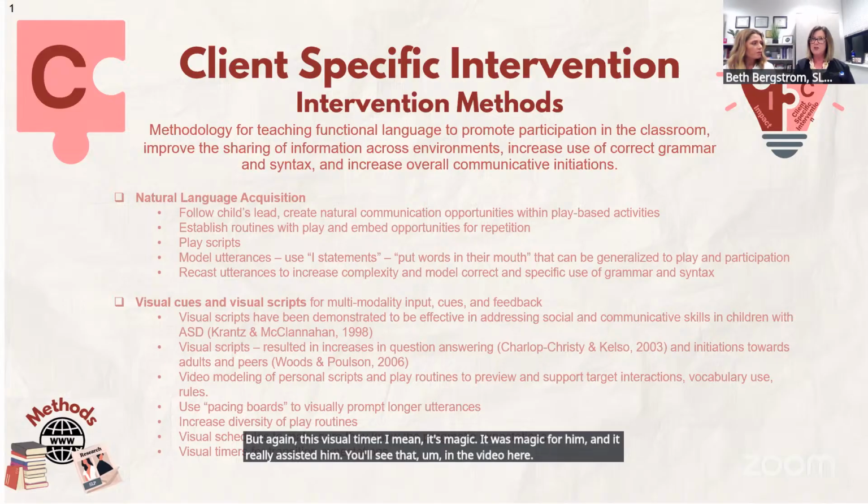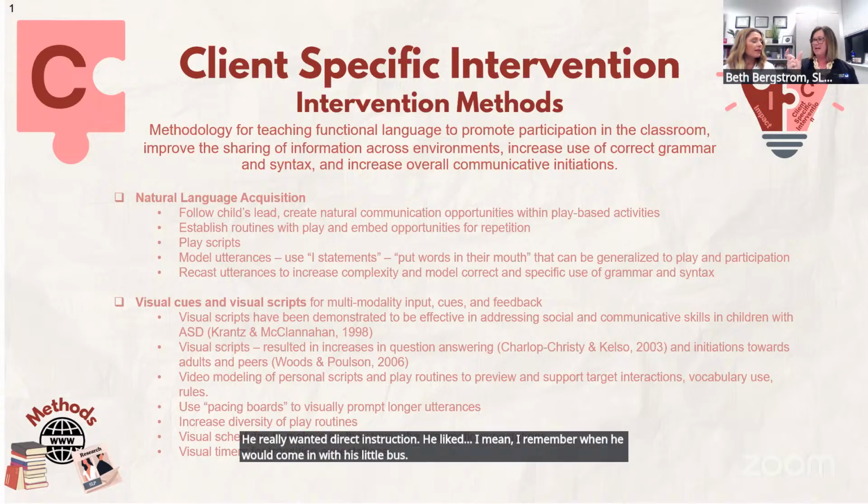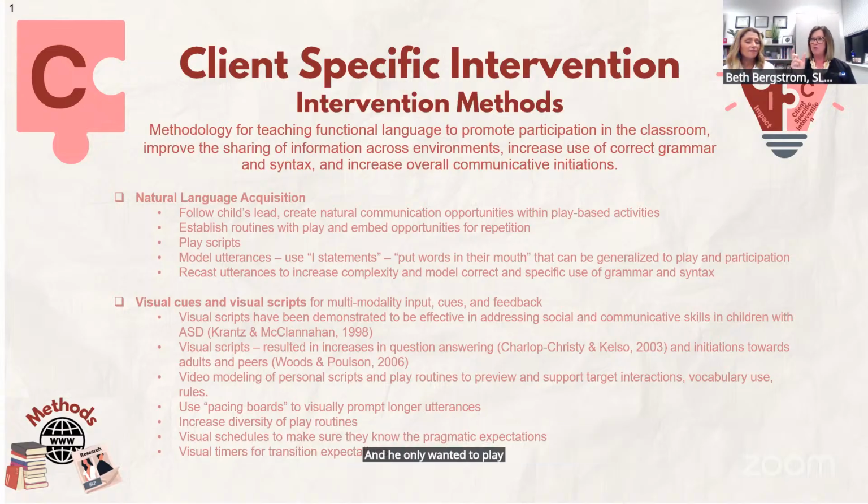He really wanted direct instruction. I remember when he would come in with his little bus and he only wanted to play with his bus. And then one day we just said, put your bus in your pocket and you can't take it out until we leave. And he was like, okay.